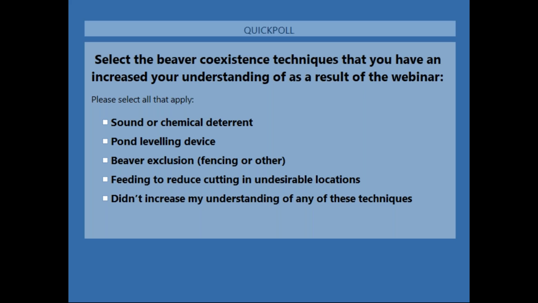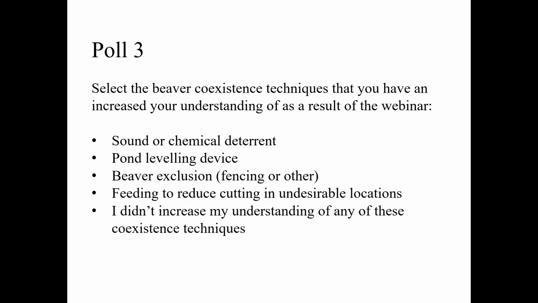So it looks like just about everybody's voted, and about 28 people identified that they had learned things about sound or chemical deterrents. 88% learned about pond leveling devices. That's great, since I spent quite a bit of time on that. I'm glad that was new for many of you, as well as three quarters of people learned about beaver exclusion, and 73% learned about feeding to reduce cutting in undesirable locations. So thank you for filling that in. That gives us great feedback to understand what you were able to take from today's workshop and webinar.